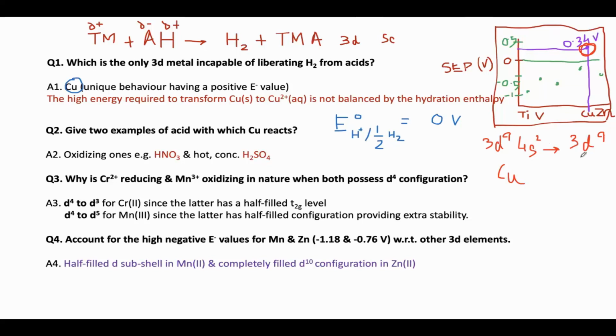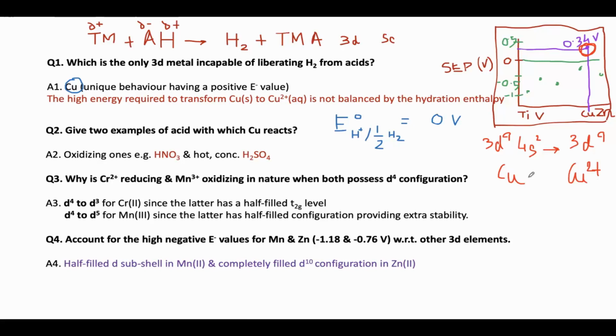But in this case, when it loses these two electrons, it will go to the 3d9 4s0 configuration. In this case, you can see it is copper 2+, and copper 2+ is actually lacking the stability of the s orbital. That's why copper does not want to go to the copper 2+ state. Even the hydration enthalpy gained by the copper 2+ cation is not sufficient to overcome this destabilization due to loss of the 4s electrons.